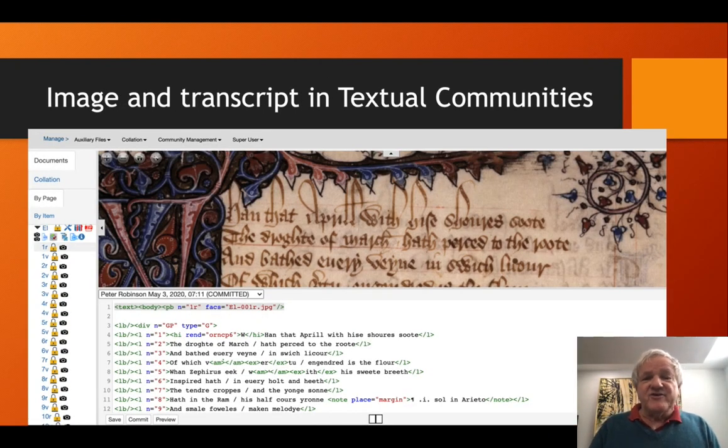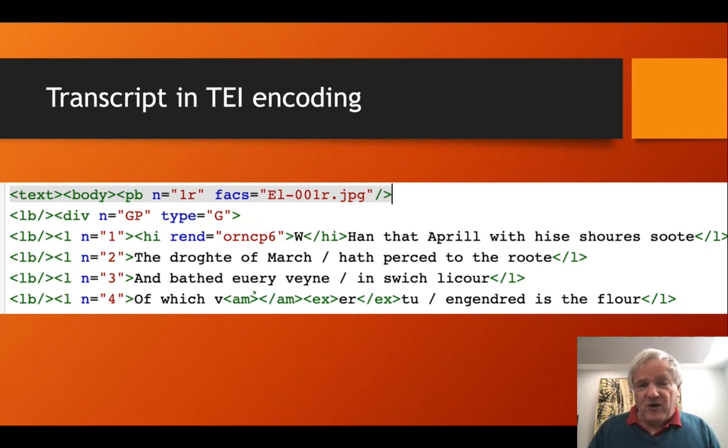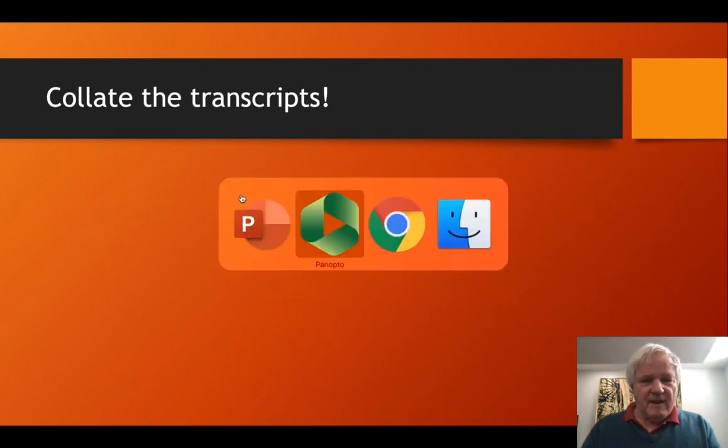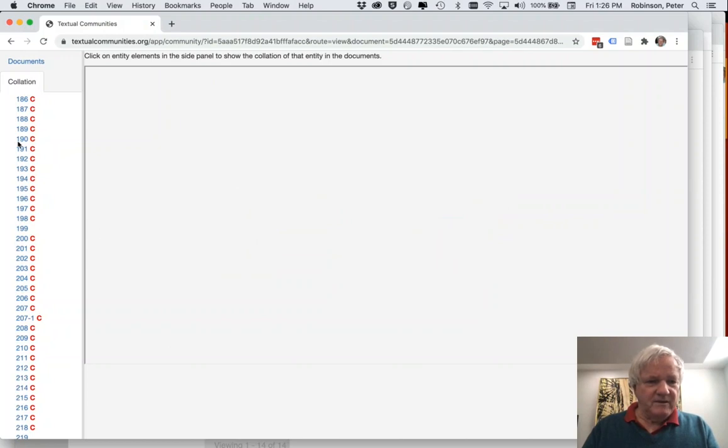In Textual Communities, we gather together images of the documents, here the Ellesmere manuscript of the Canterbury Tales, and we create a transcription of all the documents page by page using Text Encoding Initiative encoding, as we can see here. Then we compare these transcripts, and we'll show you how we compare them here.